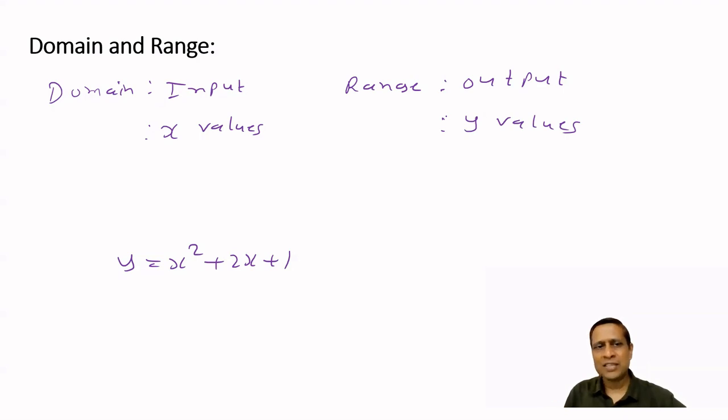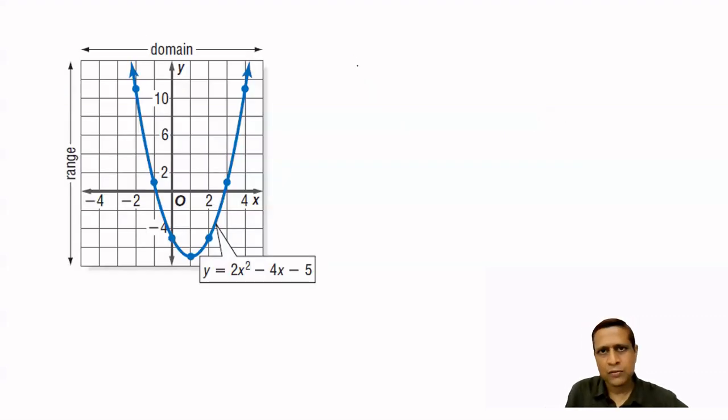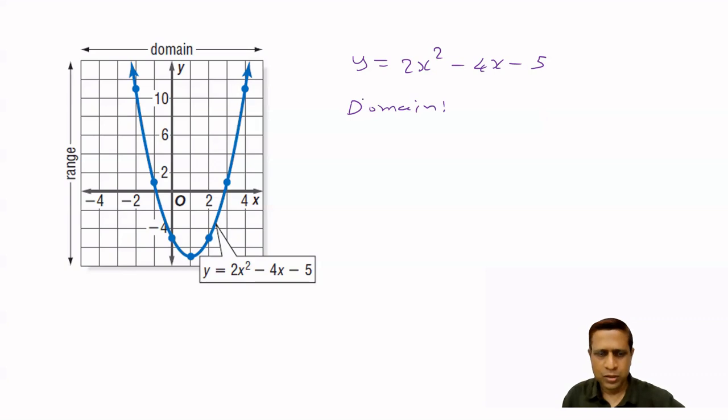In graph, x values correspond to values on x-axis. Y values correspond to values on y-axis. For example, in this function, y = x² - 4x - 5. What is domain? So domain is input, x values. Now I can put value of x as any number.